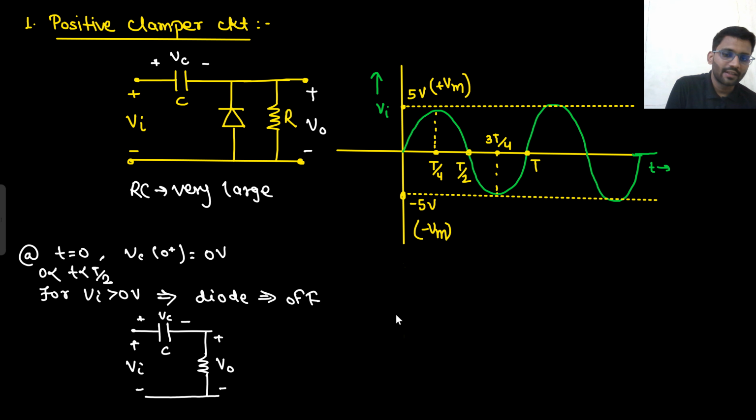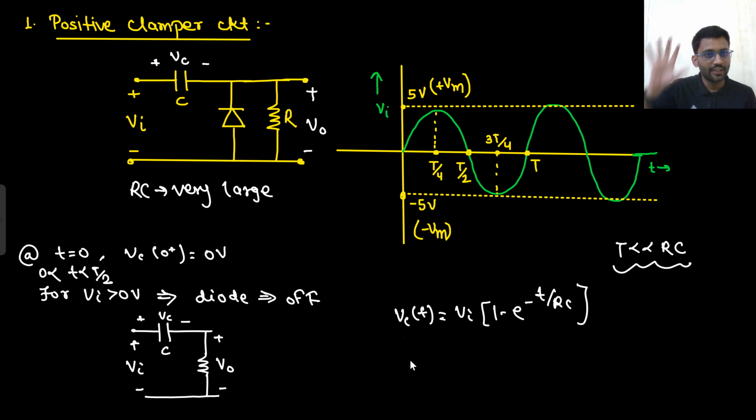What will be the capacitor charging equation? It will be charged to V in voltage, so V in into 1 minus e to the power minus t by RC. Now the RC value is very large, or we can say that the RC value is much larger than the time period, or that the time period is much less than RC.